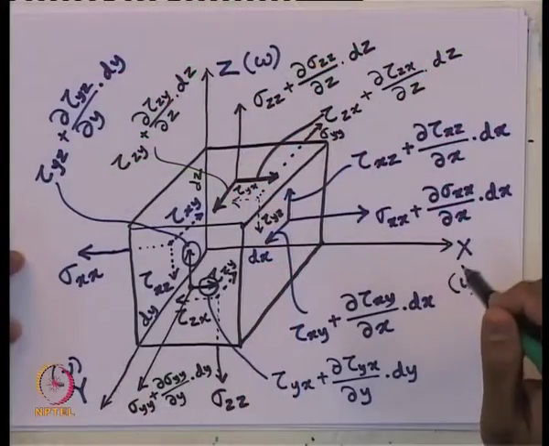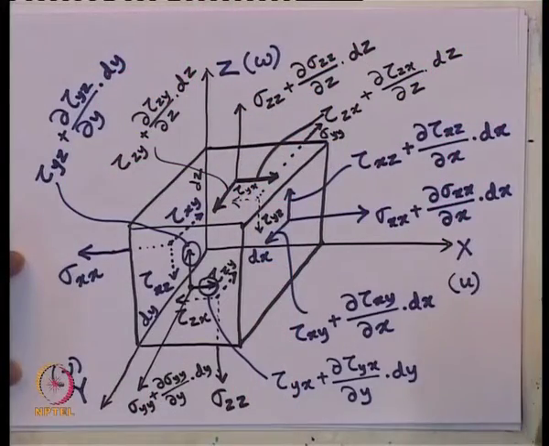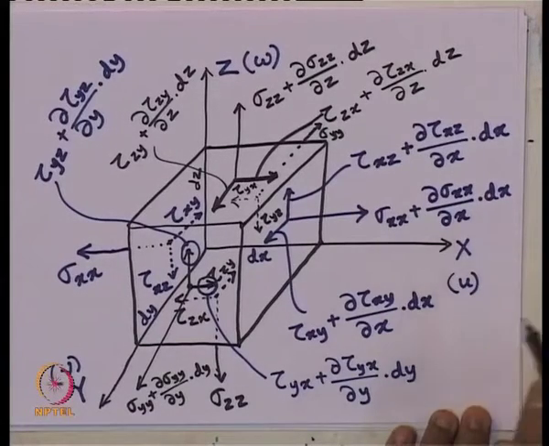If we write the equilibrium equation in x direction, what are the forces involved? Let us look at it and try to put a tick on that. Now, let us see the equilibrium of the forces in x direction. So, in x direction, what forces are involved? Let me mark them first.